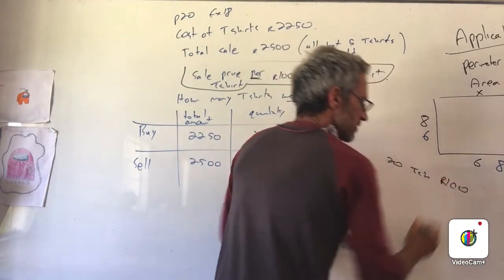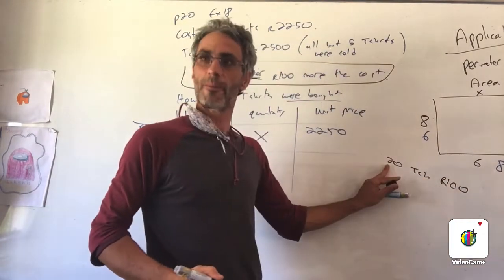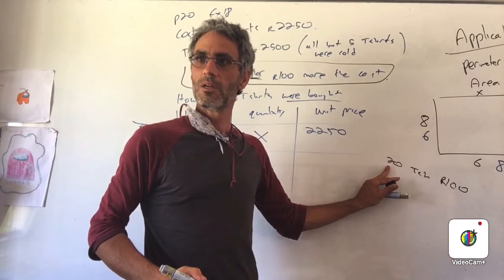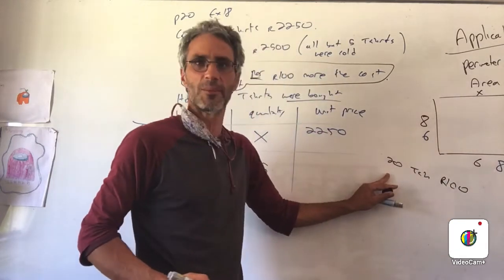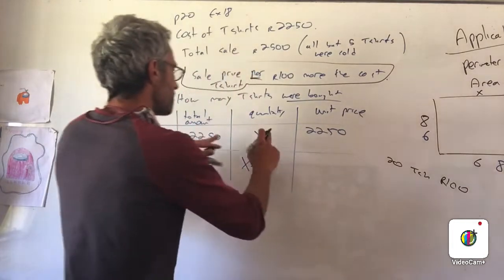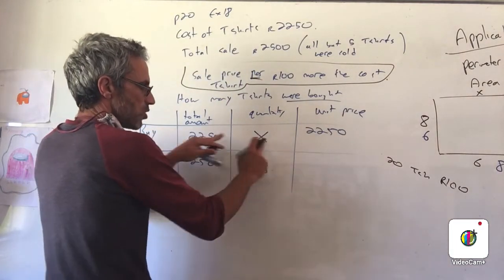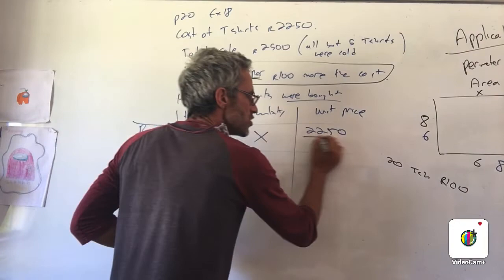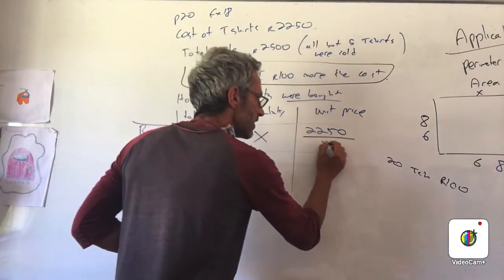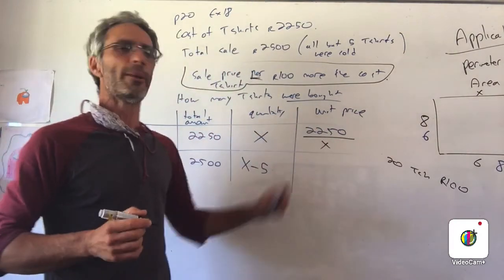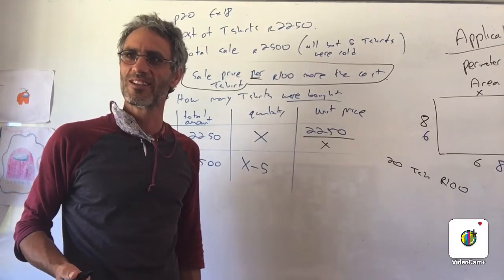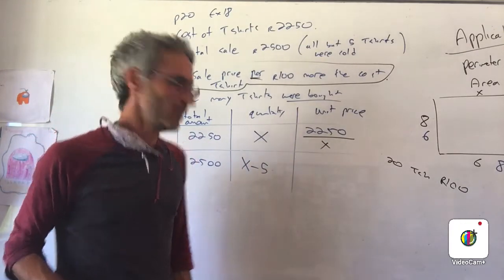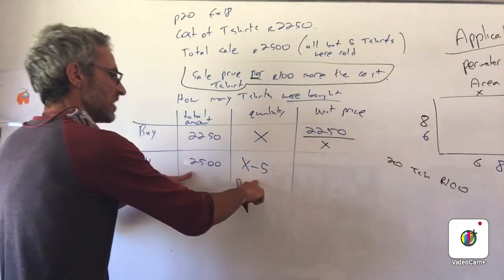Simon says what we do is 100 divided by 20, 5 rand. You're right. We just take the total amount of money that I spend on 20 t-shirts, divide by the number of t-shirts, and I get 5 rand. So if I know that I spend that much money on this number of t-shirts, then the unit price, the price per t-shirt, is 2,250 divided by X. I don't know what X is, so I don't know right now what the unit price is. Let's do the same thing for here.